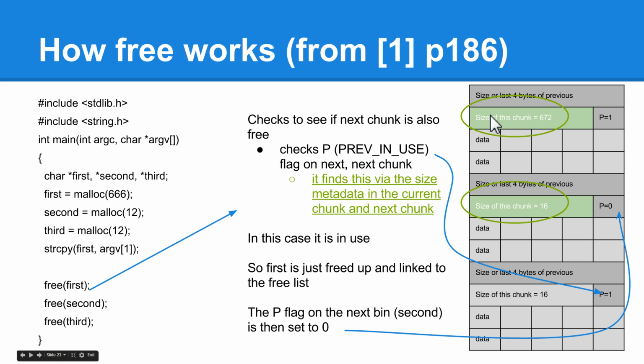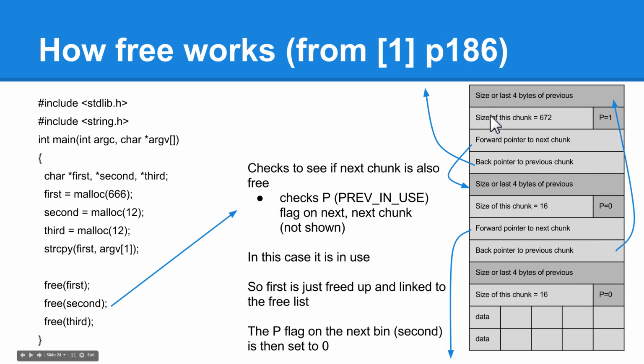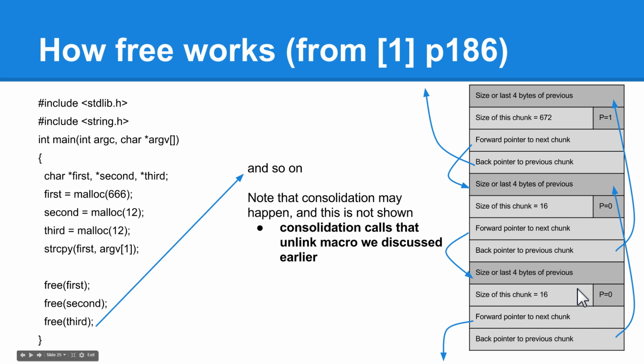So, iterating through this, it checks to see if the next one is also free, since we're doing free second now. Now, the next one is not shown, but in this case, this one is in use, and so the second one is just freed up and linked to the free list. And then the p flag on the next one, this being the third one, is set to 0. And so on and so on.